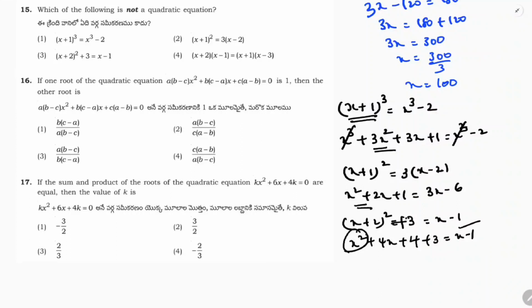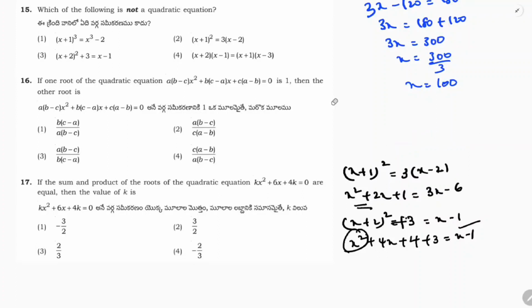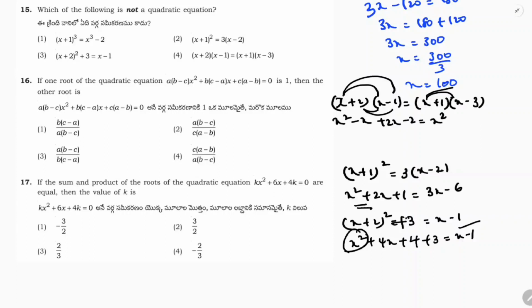So option is 4, but why, I'll explain here. Now see, the fourth option is x plus 2 into x minus 1, equals x plus 1, x minus 3. Now take x and multiply for both. x square minus x, take 2 and multiply for both, plus 2x minus 2. Here also same thing. x square minus 3x plus 1x minus 3. Here x square and x square will get cancelled. So minus x plus 2x is x minus 2. And here minus 2x minus 3x plus x is minus 2x minus 3. See, it is a linear equation. Here degree is 1 and 1. So it is not a quadratic equation. So the correct option is here 4.